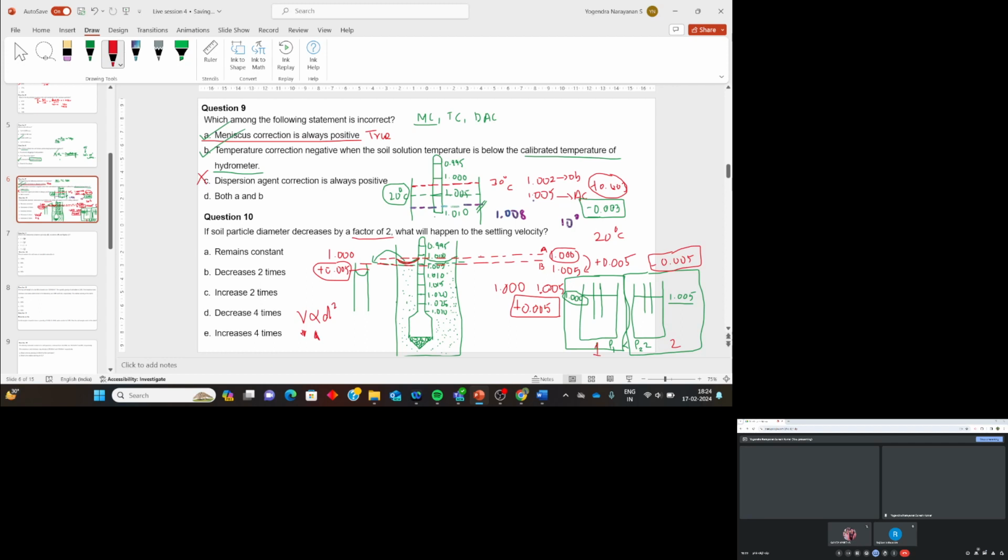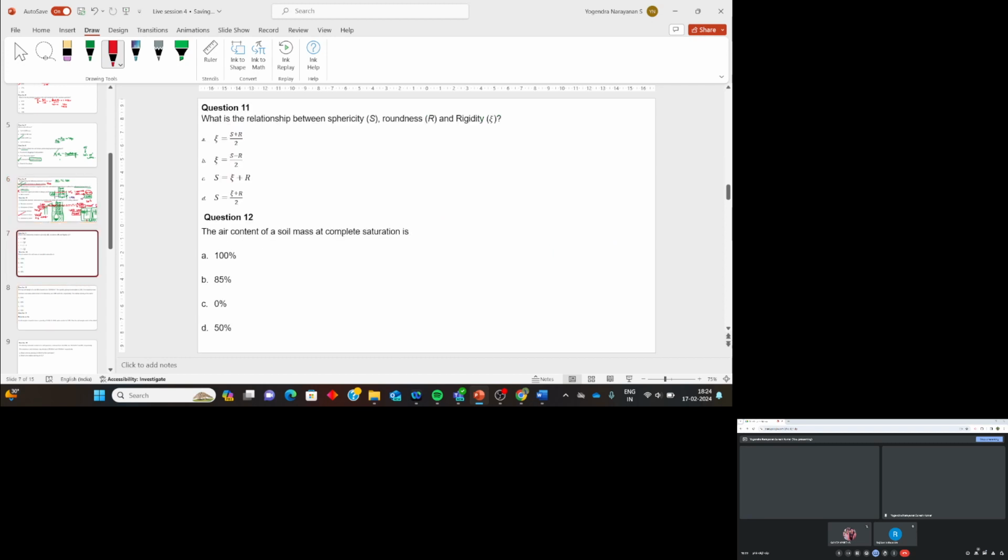Sir, decreases by 4. See, velocity is directly proportional to d square. Right? When diameter is decreasing by 2, let us consider velocity is approximately 24 meter per second when the particle diameter is something. If diameter decreases by 2, velocity should decrease 4 times. So, option D is the right option. Let us move to the next question.